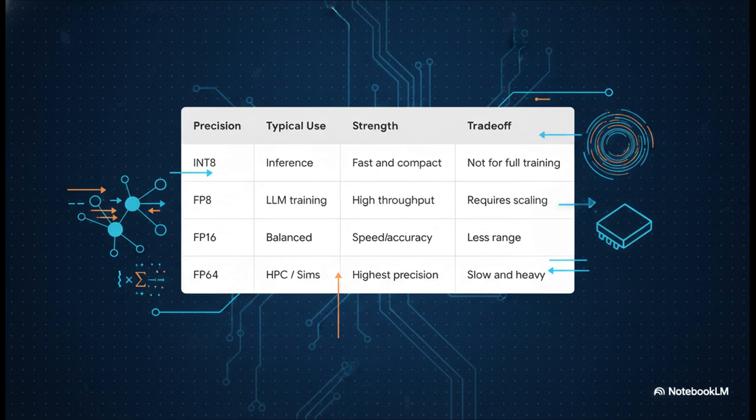Or maybe you absolutely need the bulletproof numerical stability of FP64 for a high-performance simulation, but you have to accept that it's going to be slower and way heavier on your memory. Nailing the right precision is how you get your GPU running at peak efficiency.